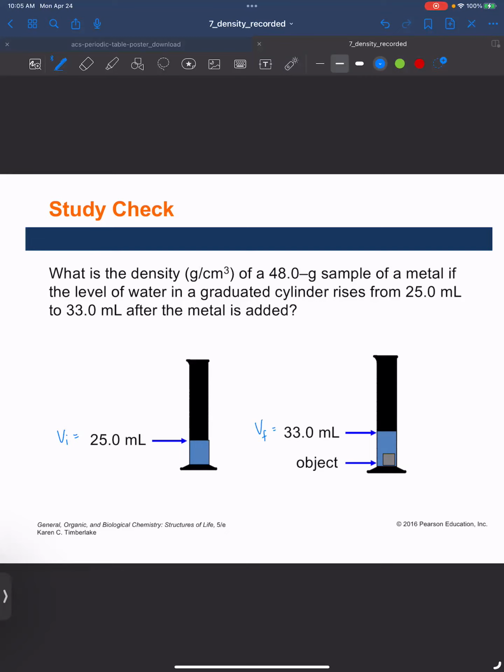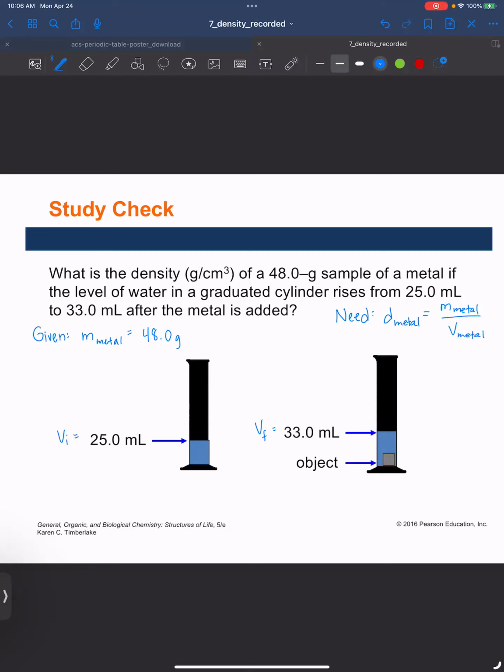And we are also given that the mass of the metal, we don't know what the metal is, is 48 grams, and we need to find the density of the metal. And that's what we're trying to find. So I'm going to go ahead and write that formula: mass of metal over the volume of the metal.